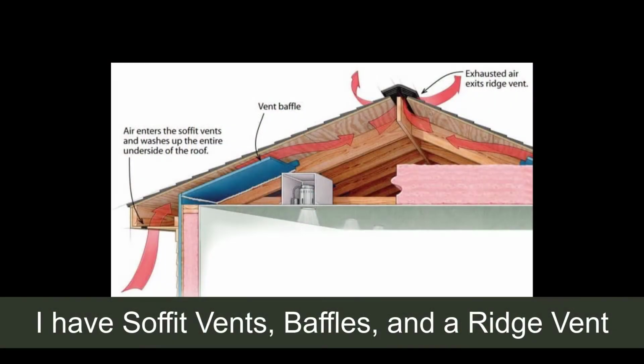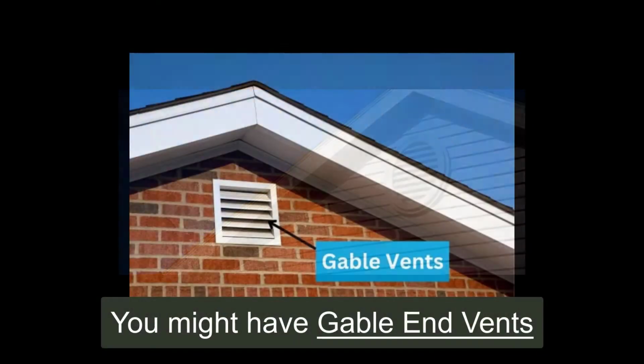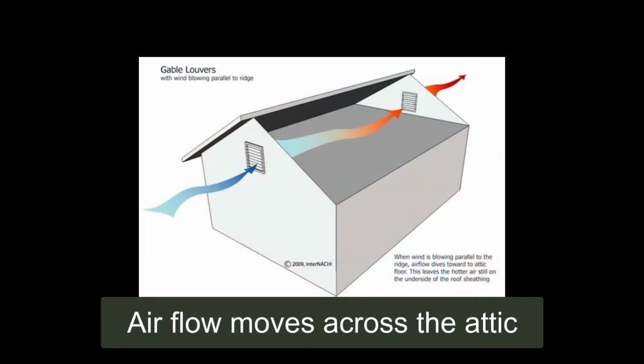So the way this attic works is I have soffit vents and the air comes up from under the gutter and it goes to the ridge vent in the attic. That's where the airflow works in this attic. Your attic might be different. You might have gable ends where you have an end on either side and air blows through your attic.